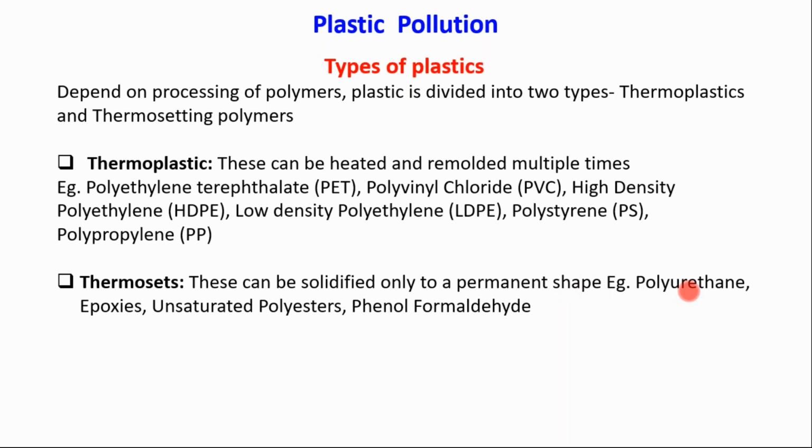Examples are polyurethane, epoxies, unsaturated polyesters, phenol formaldehyde, etc. So if you are going to use the plastic material for a longer time, then you can go for thermoset plastics.